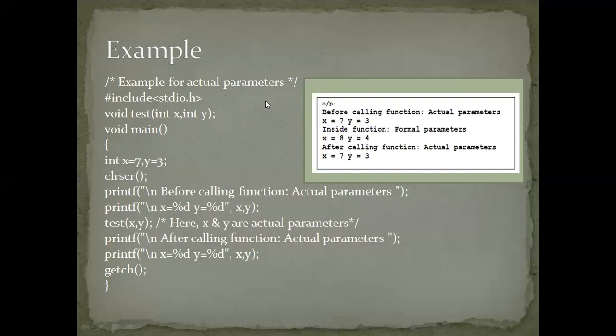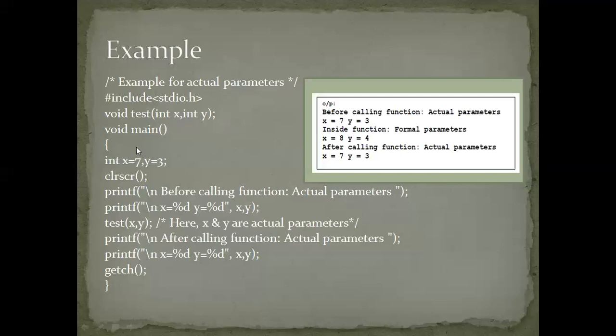This is the example for actual parameter as well as formal parameter. This is a header file, include stdio.h. Here we have a test function with int x comma int y. What is this? This is a function prototype. Here we are going to declare the function prototype before we use it within the main function.